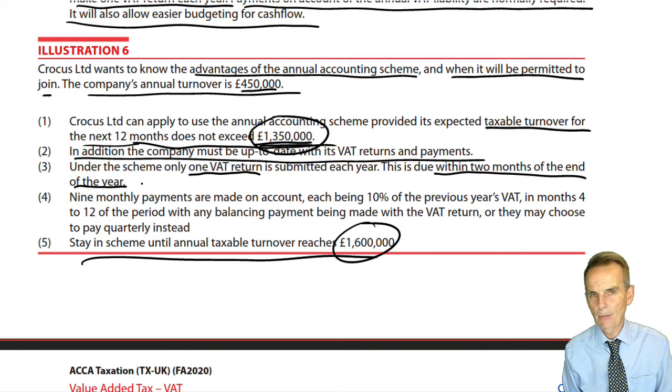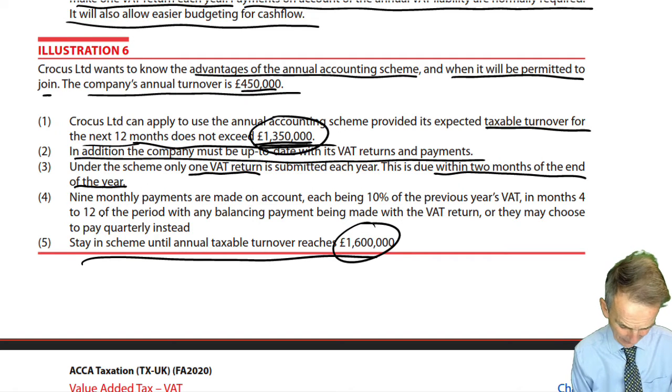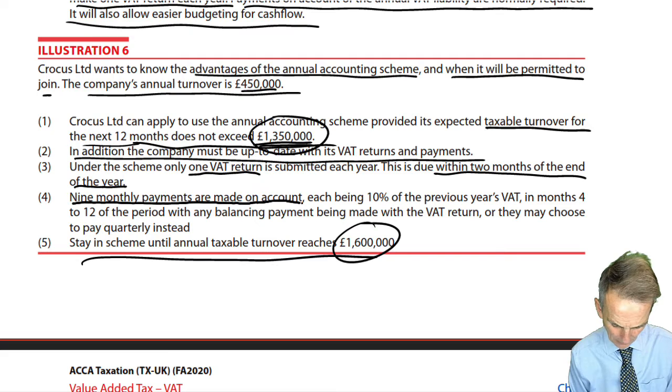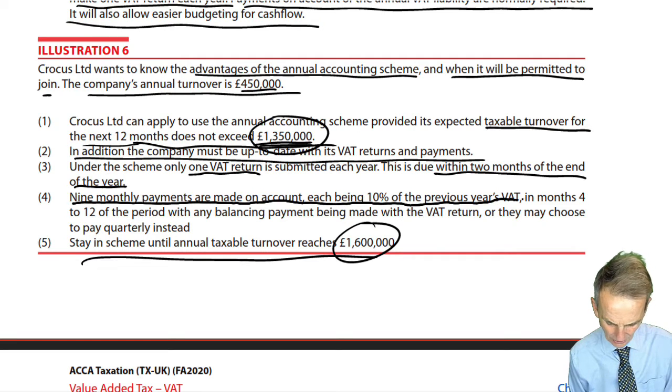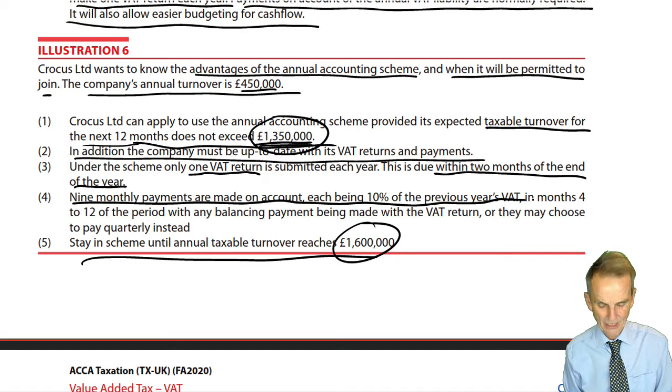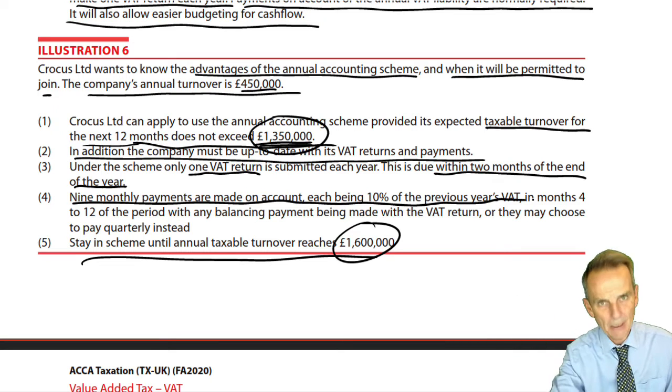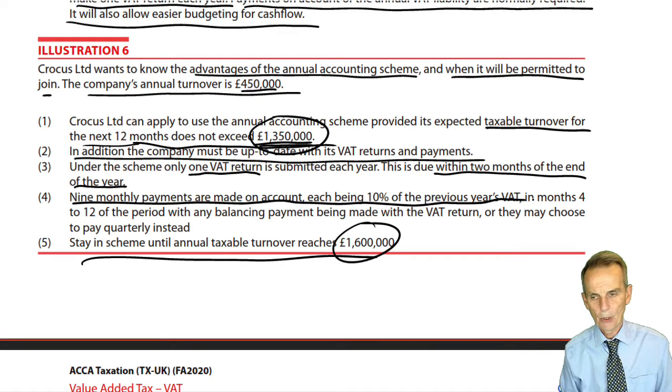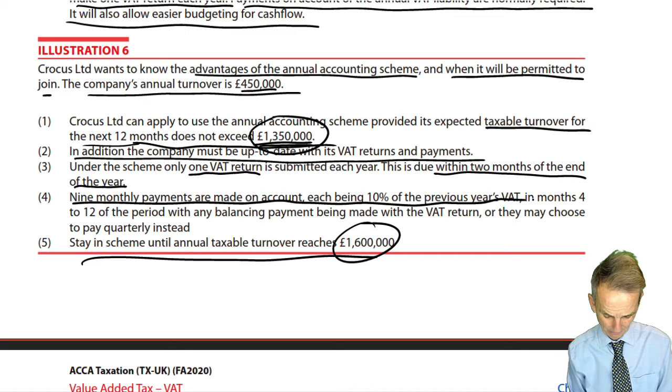We're going to have to make payments on account during the period. And those payments on account are 9 monthly payments, each being 10% of the previous year's VAT. Now I know 9 times 10 is 90%, not 100%, but there's a balancing payment that is going to be made when we submit the VAT return, which must be within 2 months of the end of the accounting period.